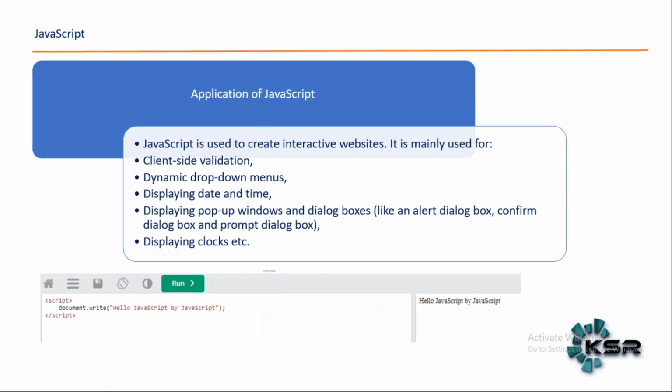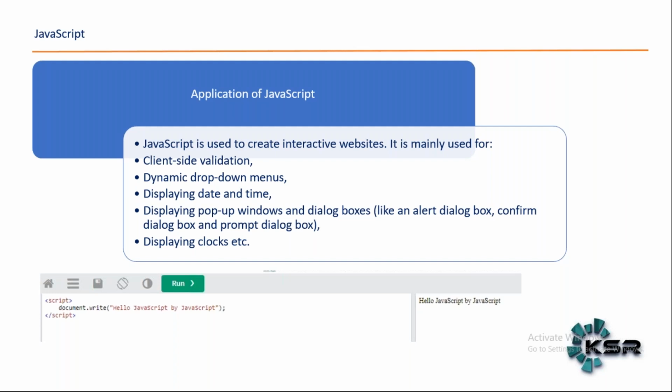So what are the applications that can be designed, or the components that can be built, using JavaScript? As we said, we can create interactive websites. You can use it for client-side validation. For example, you are typing your age, right? Age can be only a number, not alphabets, right? For that we can use it.